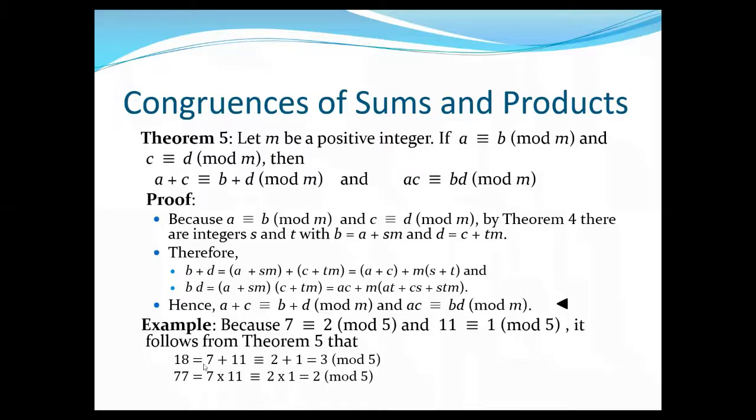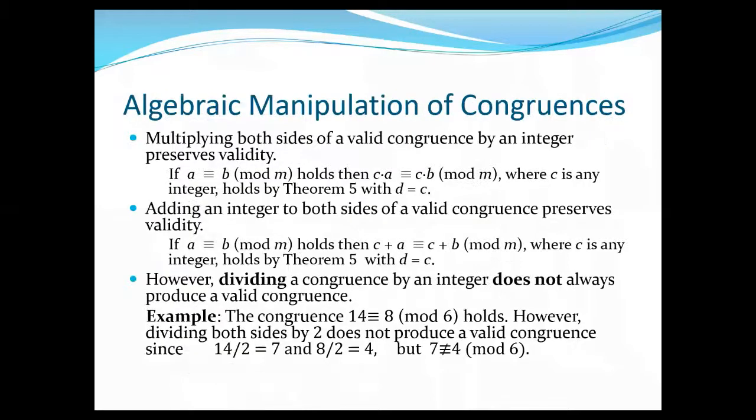Okay, so for multiplication, 7 times 11, we have 77, which is equal to 2 times 1. Subtract 2 from 77, we have 75. Then we divide by 5. Is the result an integer? Yes. So therefore, they are congruent. Okay, so that's theorem number 5.